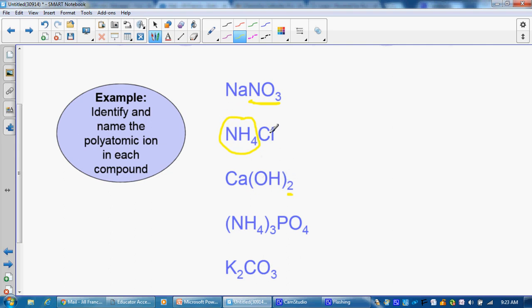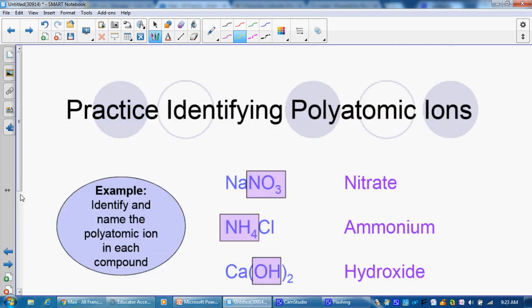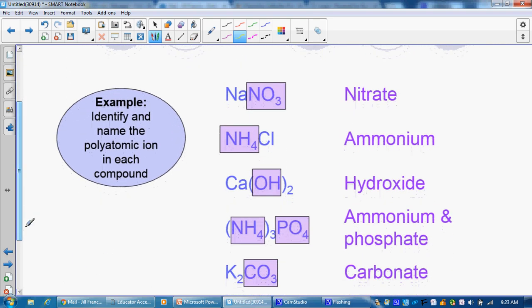So write the name of your polyatomic ion, and here you would write down the name of your nonmetal with an IDE at the end. The rest of these, you write down the name of your metal and then the name of your polyatomic ion, or in this case, there's 2 polyatomic ions, write down those names. So go through these examples, and then when you're done, play and see the answers. Okay, so we've got sodium nitrate, we've got ammonium chloride, we've got calcium hydroxide, ammonium phosphate, and potassium carbonate.